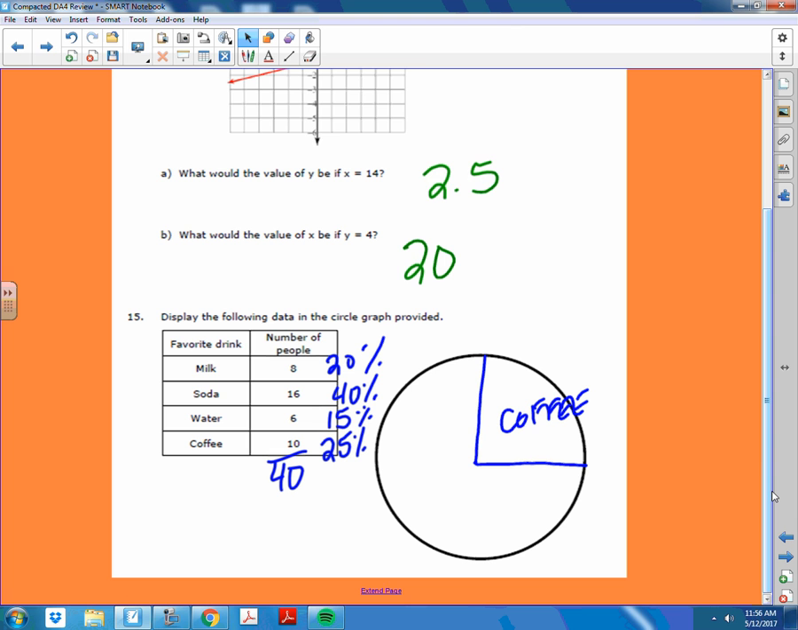The 40% is going to be a little less than a half. So if you assume that the half goes here, you just cut it down a little bit, and that would give you soda here. And then you simply skew the remaining two, which are 20 and 15, in half, but then skew it a little bit. So this would be milk, and this would be H2O. That's what mine looks like. Okay?